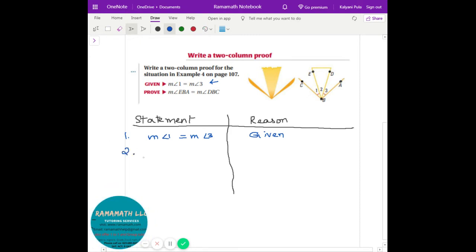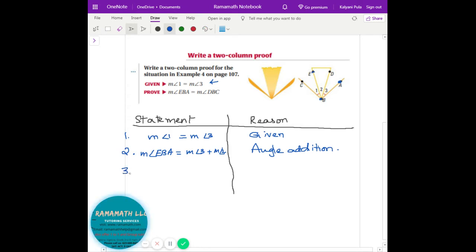Now let's say next one is measure of angle EBA. Let's look into EBA. E is here, B is here, A is here. This I can write as measure of angle 3 plus measure of angle 2. Can you agree with that? Yeah. So the reason behind it is the angle addition postulate. Angle addition postulate that we learned before.